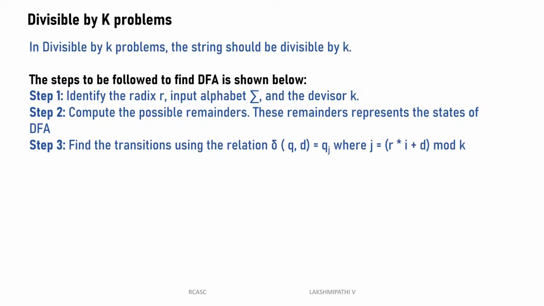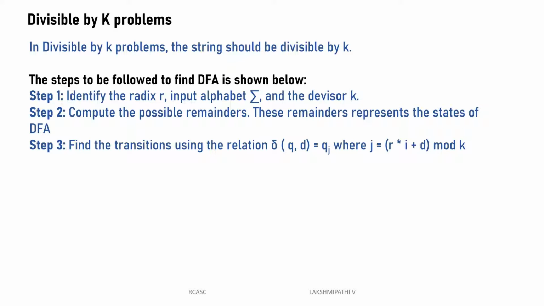Next, step 3 is finding the transitions using the relation: the transition of q_i on d implies q_j. That is one state, the ith state. The transition of q_i means that from one state, it reads the input symbol, then goes to another state, called q_j. How to calculate j: j is equal to (r * i + d) modulo k. Modulo means remainder. So, radix times i plus d, then modulo k.